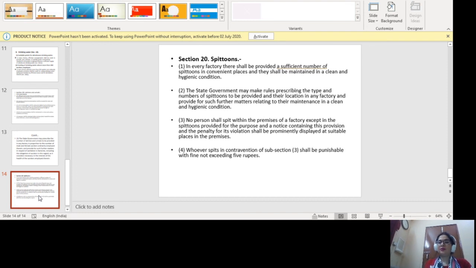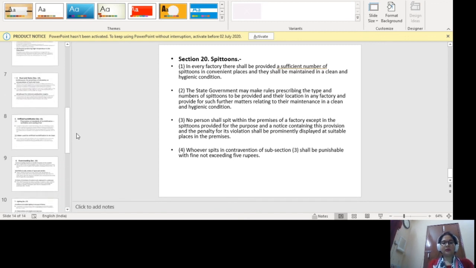The state government may make rules prescribing the type and number of spittoons to be provided in that particular factory. No person shall spit within the premises of the factory except in spittoons provided for the purpose, and a notice containing the provisions and the penalty for its violation shall be prominently displayed at suitable places in the premises. Spitting in contravention of this section shall be punishable with a fine not exceeding 5 rupees.